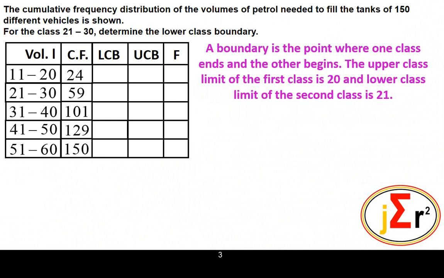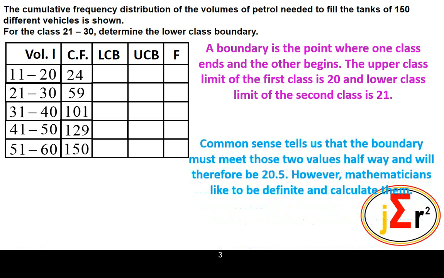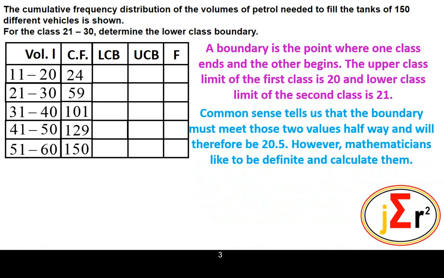The upper class limit of the first class is 20, and the lower class limit of the second class is 21. So if one class ends at 20, the other begins at 21, the common point should really be halfway between them, and that just makes perfect sense. Common sense tells us that the boundary must meet those two values halfway, and will therefore be halfway between 20 and 21, which will cause it to be 20.5.